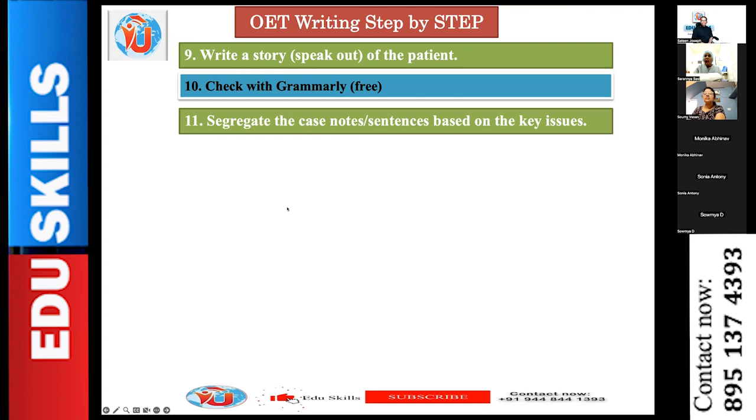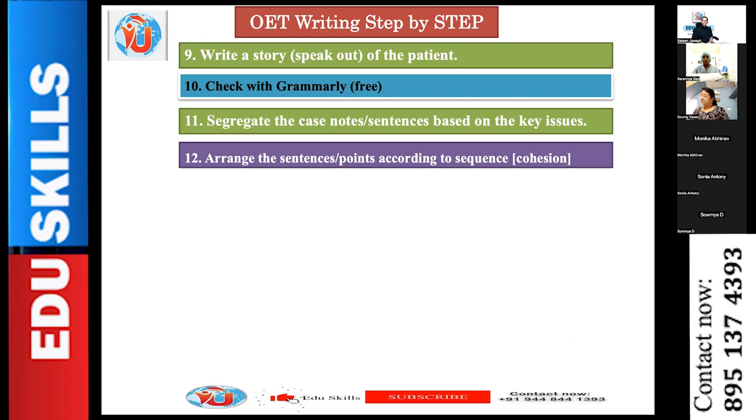Then the 11th step is to segregate the case note sentences based on the key issues. If there are multiple issues, this stage is particular. For example, in Jake Thompson's, we had three issues to be considered: the major issue, then the secondary, and the third. Where you have such multiple issues, which we don't have in today's case note, we have a single issue. If there are multiple issues, segregate the sentences based on the key issues. And the 12th one: arrange the sentences or points according to sequence.